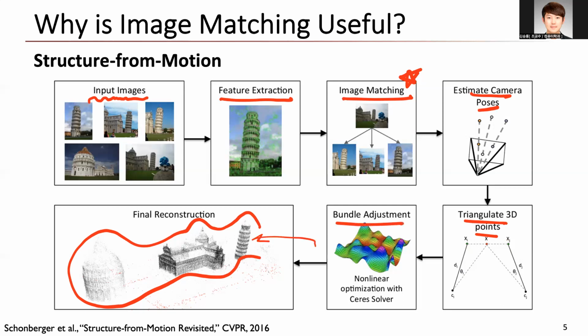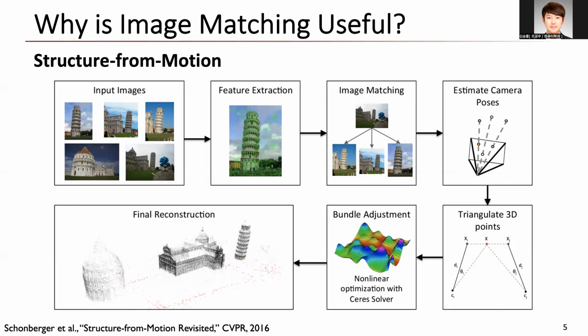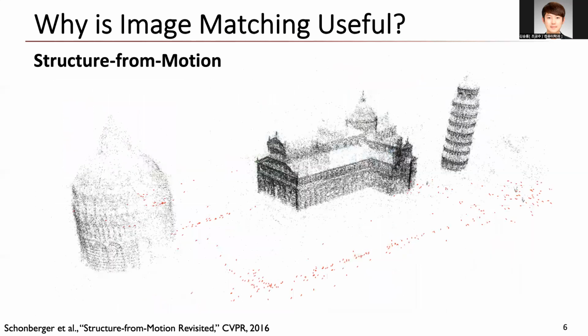So as you can see here, image matching or feature extraction is one of the most useful and essential steps to understand the geometric relationship between multiple images. So yeah, this is image matching. This is one of the examples, somewhere in Italy, I don't know exactly, but this is the reconstructed scene using SFM.